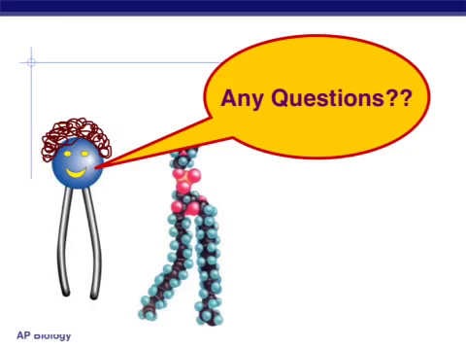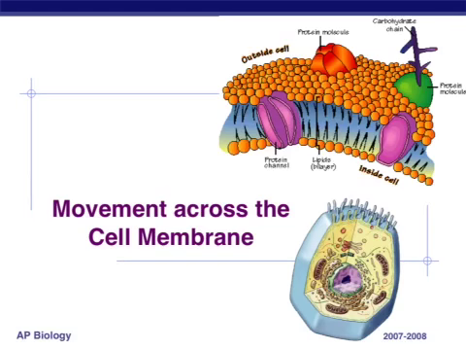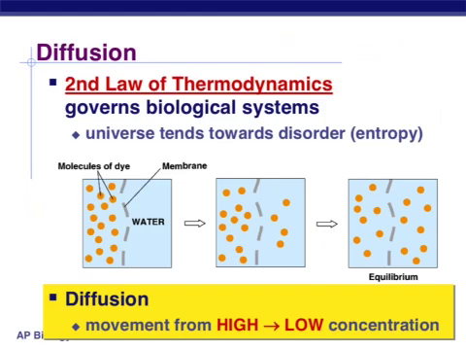All right, so that's it for cell membrane. We're going to move on to cell transport. Sorry, obviously I was lying. We're going to move on to movement across the cell membrane. The same thing, still transport.